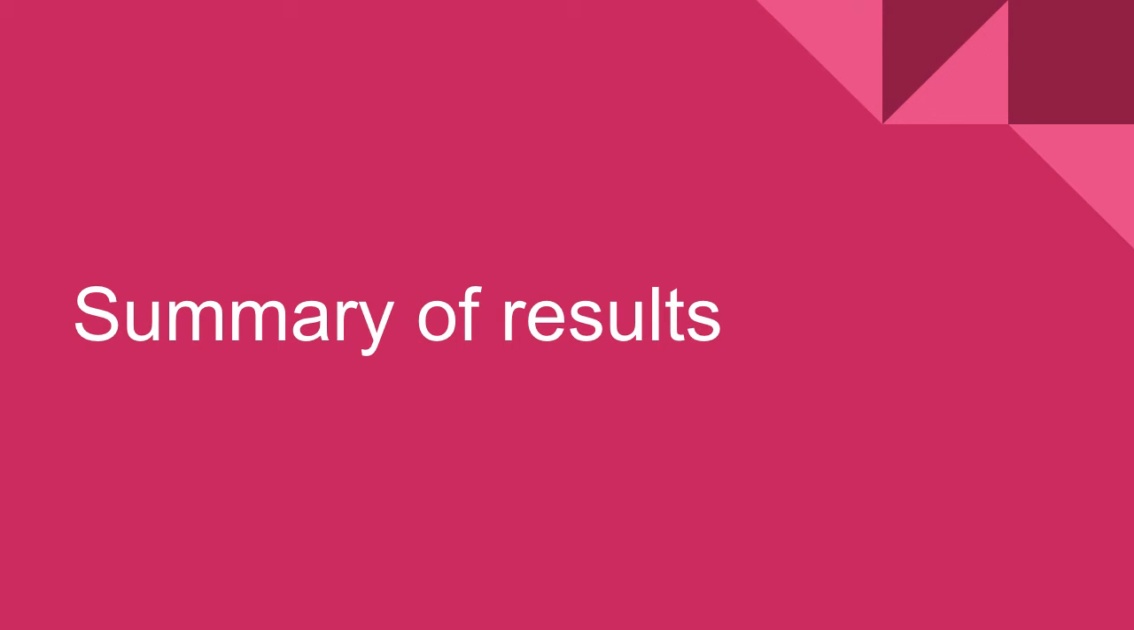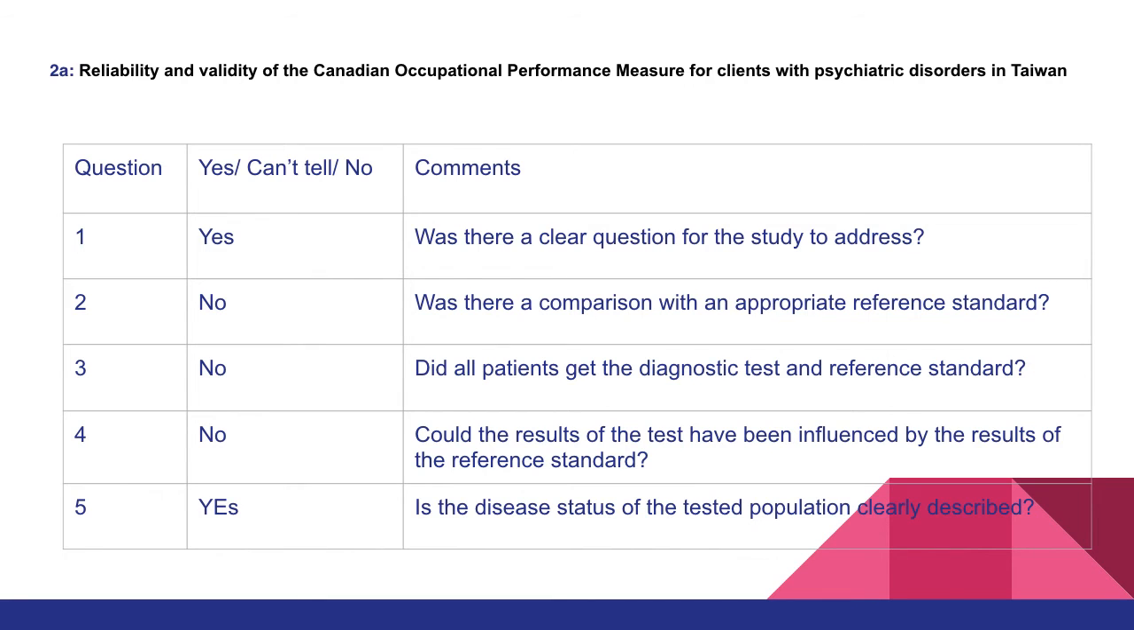The summary of the results shows the results for each and every article that was used by the group. So we'll start off with the Reliability and Validity of the Canadian Occupational Performance Measure for Clients with Psychiatric Disorders in Taiwan. The group answered yes to number 1, 5, 10, and 11.